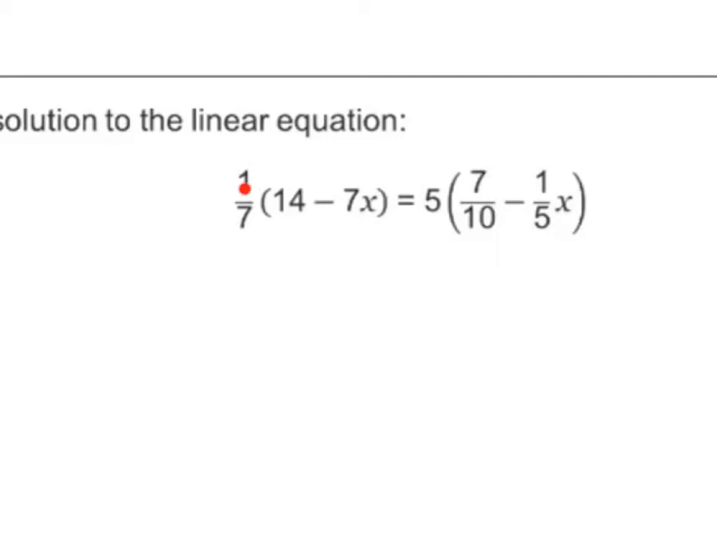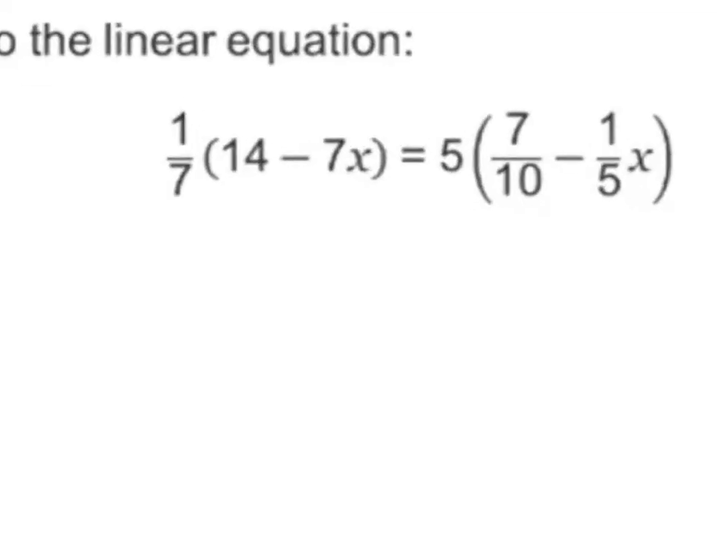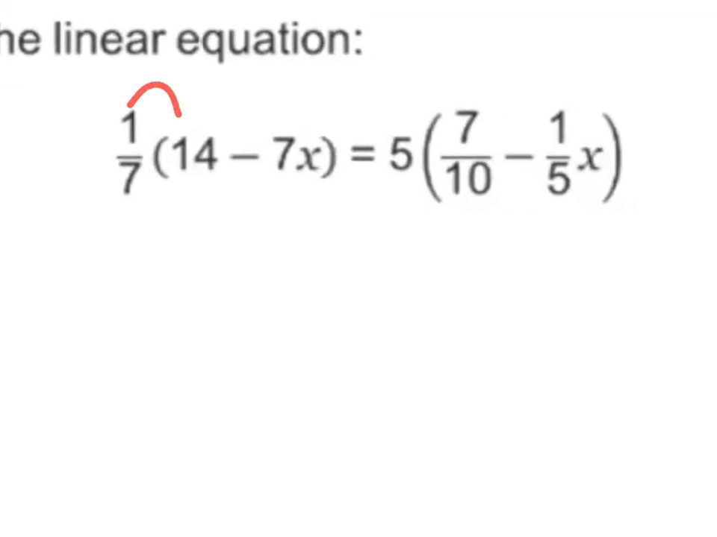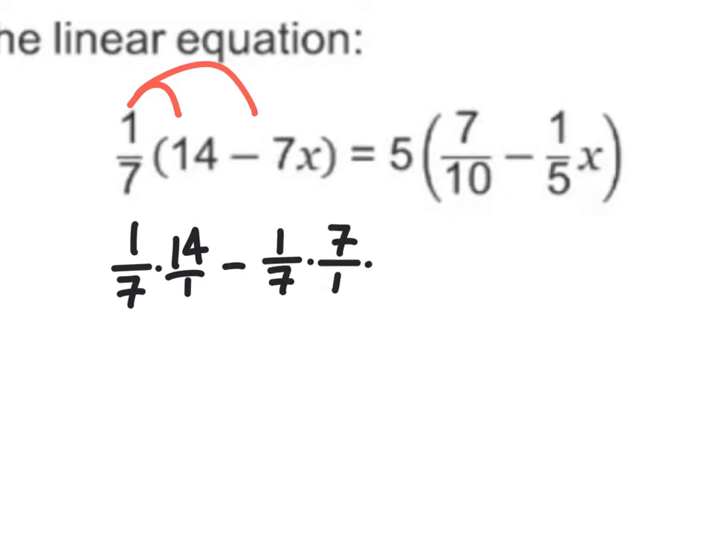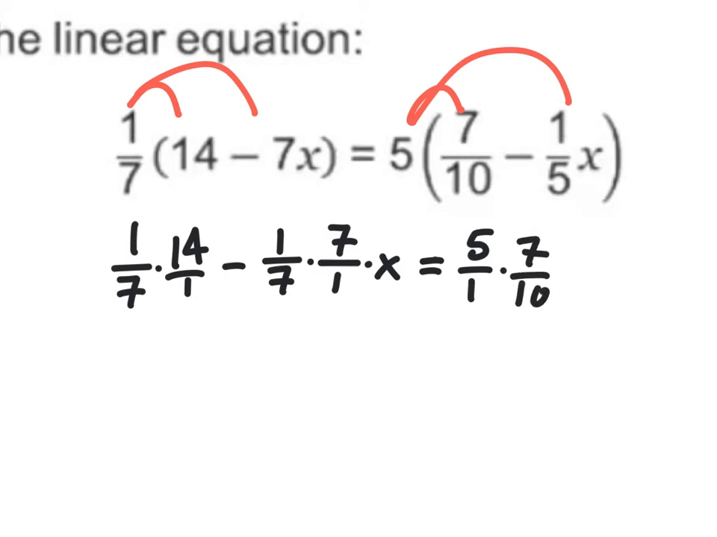So what I want to do on this one is multiply through the 1/7, and let me zoom in real quick so we're a little bit better. I'm going to multiply by 1/7 through and through. So I've got 1/7 times 14 over 1 minus 1/7 times 7 over 1 times x, and then this is equal to 5. I'm going to do the same thing over here. I've got to distribute my 5 into here, into here. So I'm going to do 5 over 1 times 7 over 10, and then I'm going to do minus 5 over 1 times 1 over 5 times x.